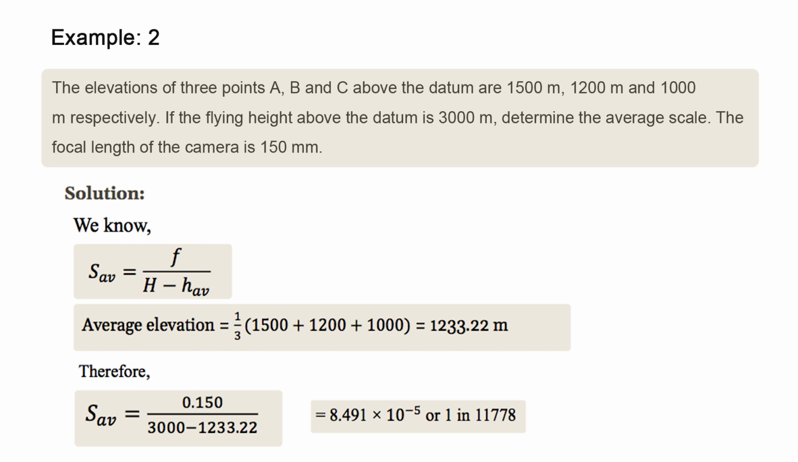1233.22, which is equal to 8.491 times 10 power minus 5, or simply can be written as 1 in 11778. So, every millimeter on this photo represents approximately 11778 millimeters, which is nearly 11.8 meters on the ground. Very interesting. And understanding these concepts is important when creating an accurate map from aerial photos.